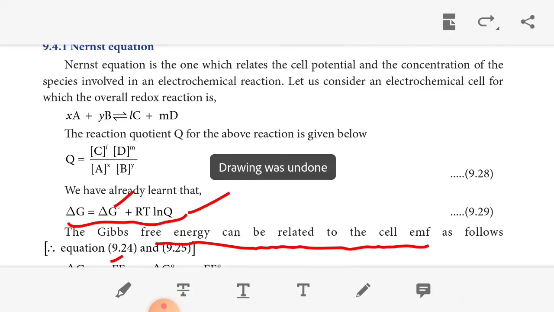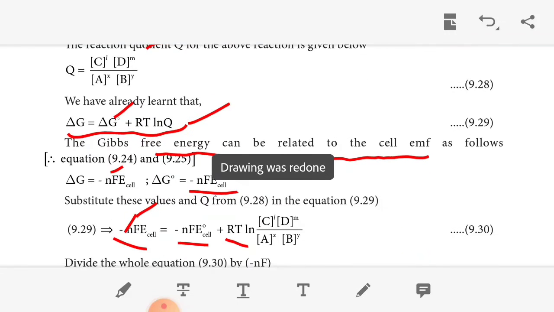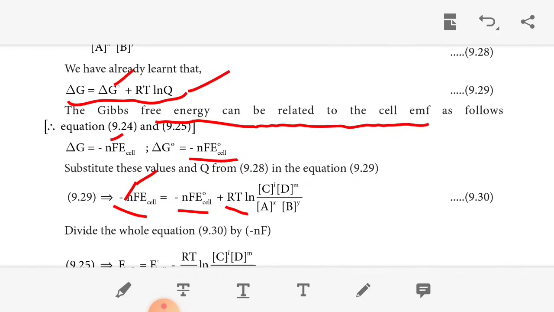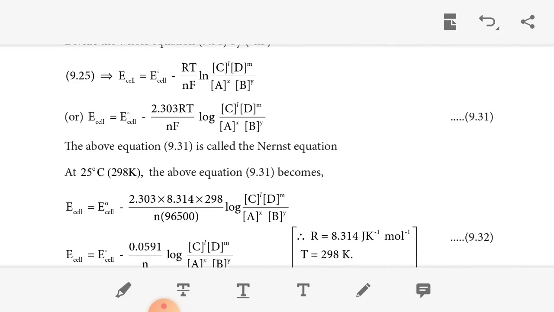We already learned del G equals del G not plus RT ln Q, so the Gibbs energy is related to the EMF of the cell. The next step is to substitute the values of Q from the earlier equations. We get minus nF E equals minus nF E not plus RT ln product by reactant. So this is the Nernst equation.